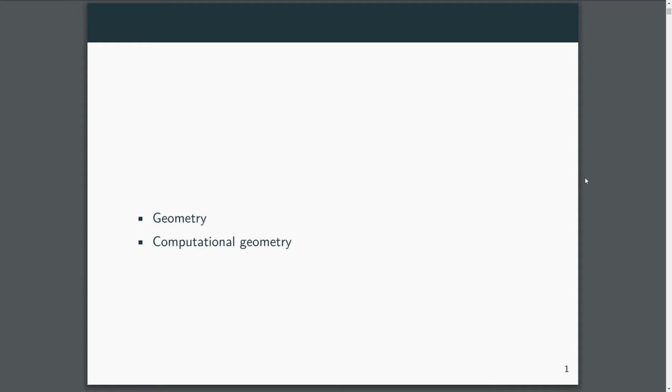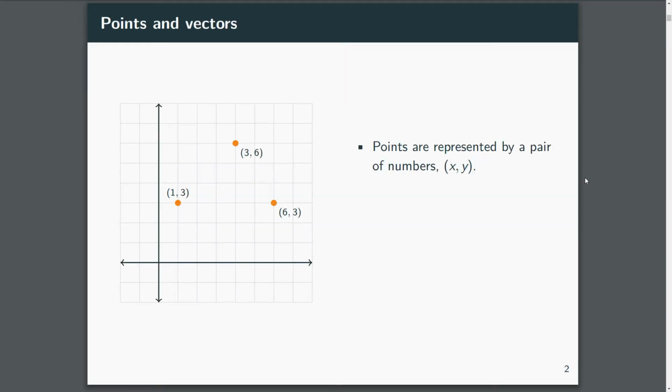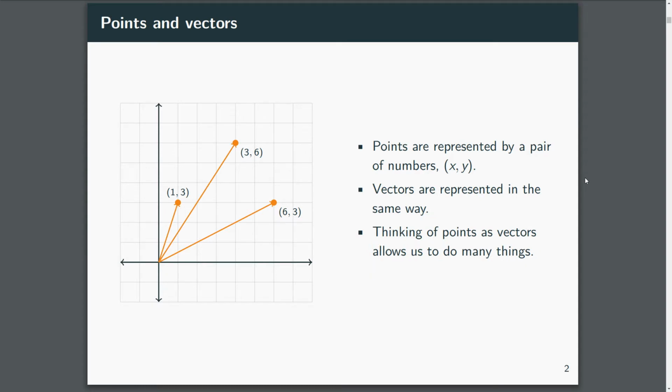So today we're gonna cover geometry and then computational geometry. So first let's go over the basics and definitions. We can represent points by a pair of numbers, x and y, and we can represent vectors in the same way. And if we just think of points as vectors, it allows us to do many things.